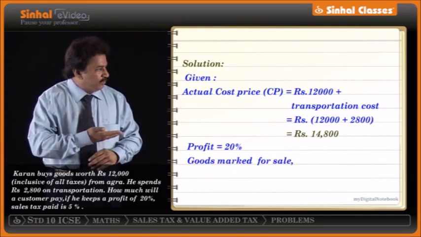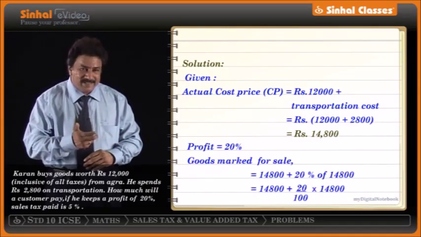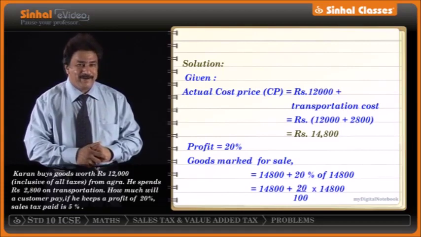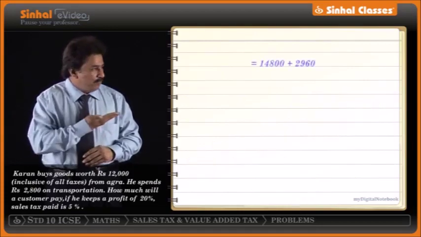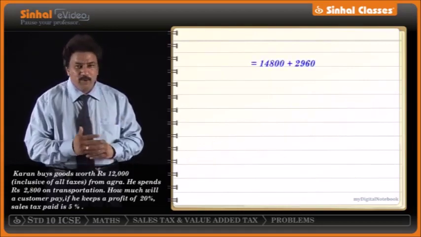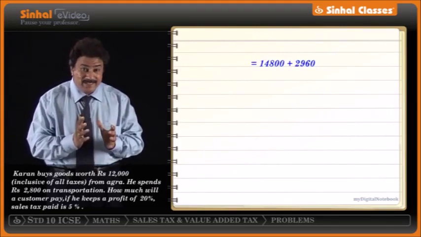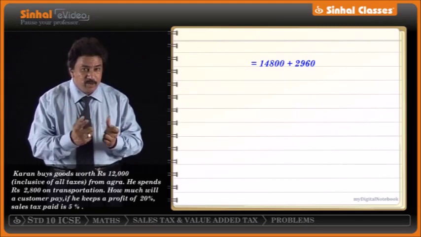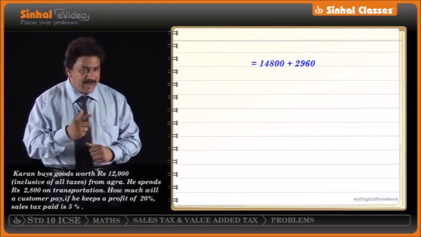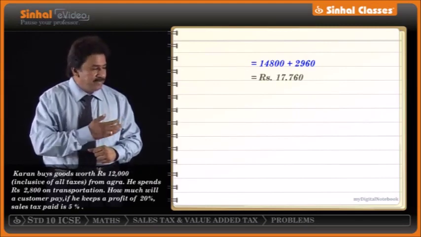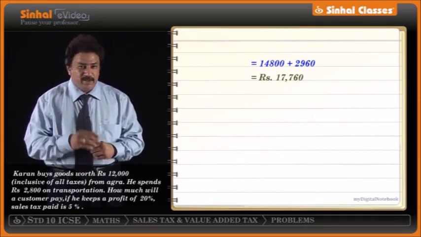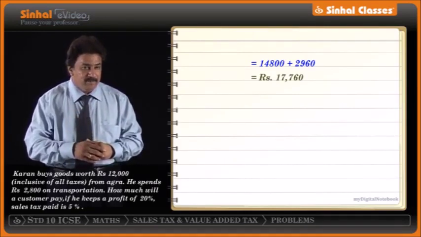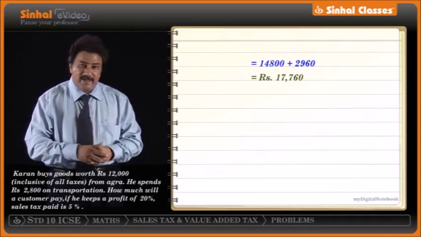Mark price is 14,800 plus the profit, that is 20% of 14,800. That is nothing but 14,800 plus 2,960. Now 2,960 is the profit which has to be included in the cost price to give the mark price. After adding, what you get is 17,760. Now this 17,760 is the mark price of the product which Karan is selling.